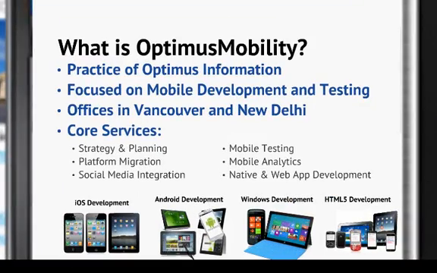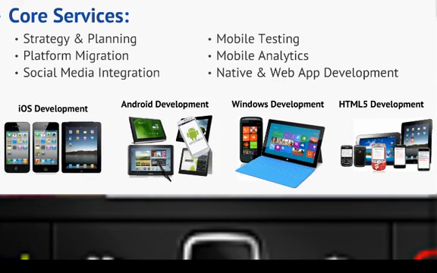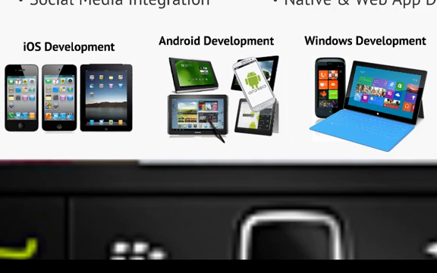What is Optimus Mobility? Optimus Mobility is a practice of Optimus Information where we specialize in mobile application development and testing. We have offices in Canada and India that help us provide local experience and global delivery. Our services range from strategy and planning to development, testing, and deployment. We work closely with our clients throughout the development process to ensure their apps are designed to exceed their business requirements. Specifically, we offer both native and web mobile development.